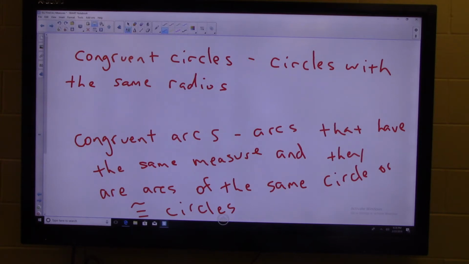So I'm just going to draw some examples of these, and then we'll call it a day. We'll call it a lesson here.